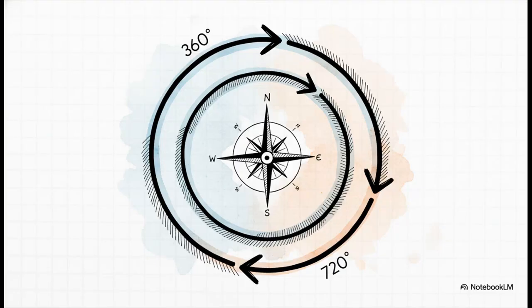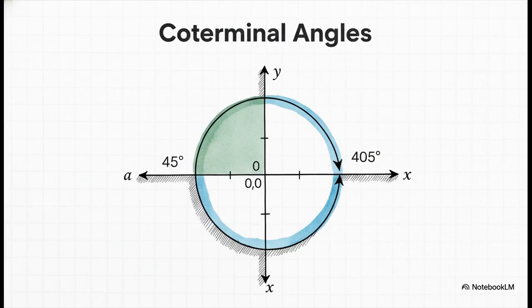I want you to picture this. You're standing up, facing forward. Now, imagine you spin around one full time. That's 360 degrees. Where do you end up? Right back where you started, facing the same direction. What if you do two full spins, 720 degrees? Same deal. Your final position is exactly the same. And that right there, that's the perfect picture of what we're talking about in math.